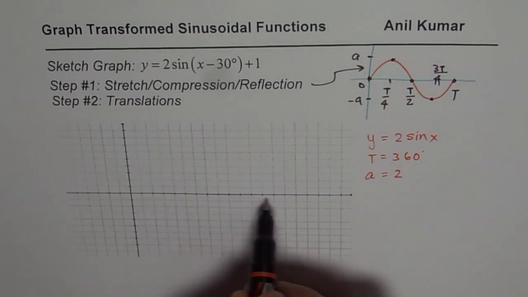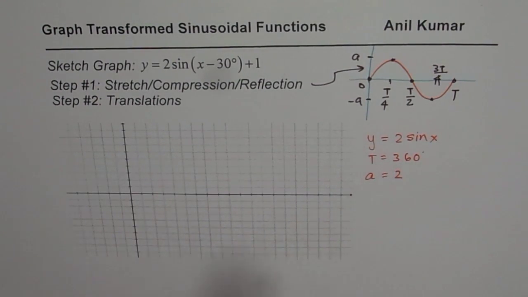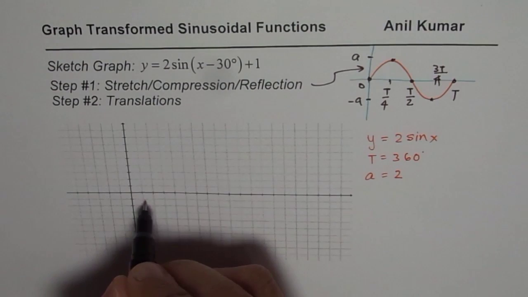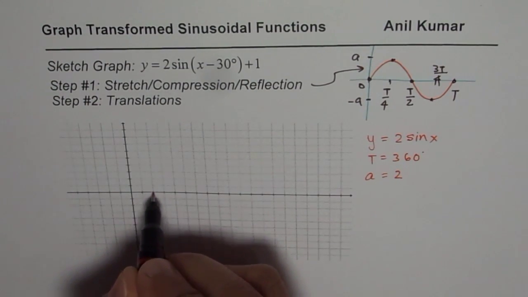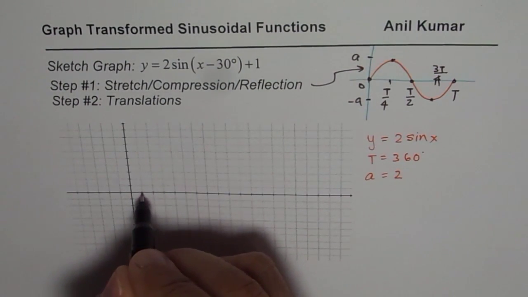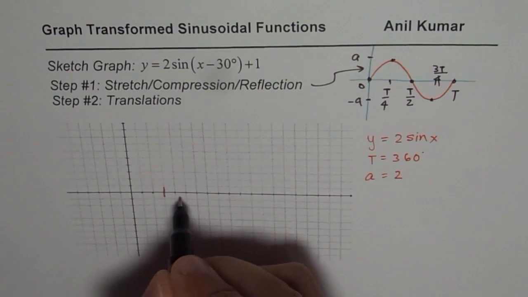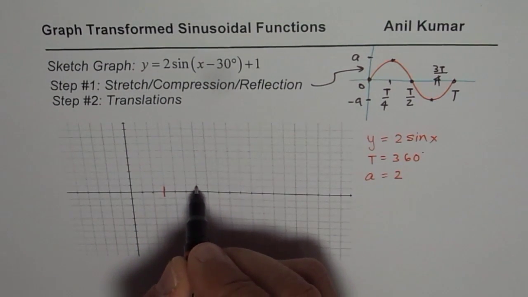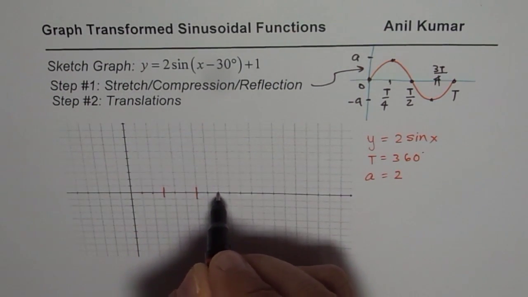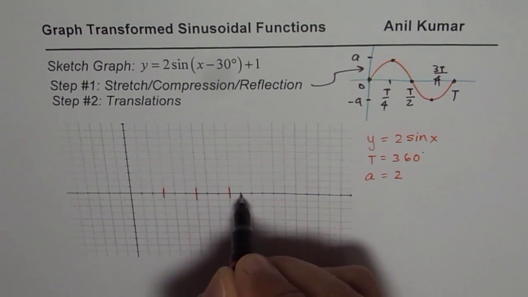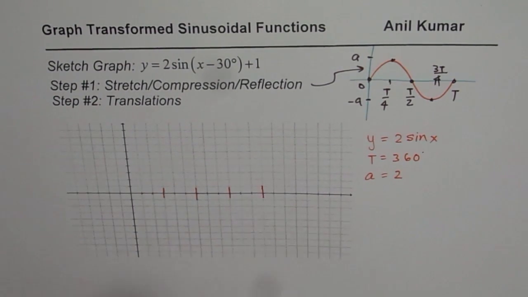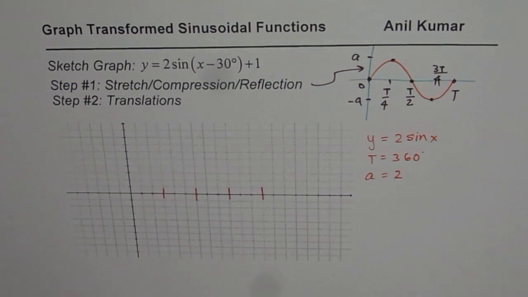Let us divide the scale so that we can have 360 degrees. We can go with 30, 60, 90, that becomes 90. Then 30, 60, 90, 180. 30, 60, 90, 270. 30, 60, 90, 360. So that is our 360 degrees.